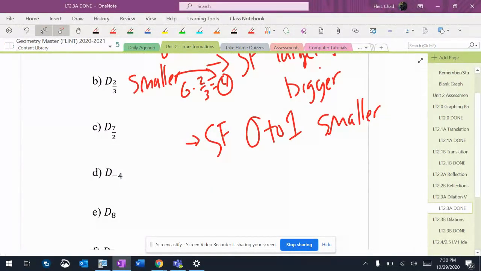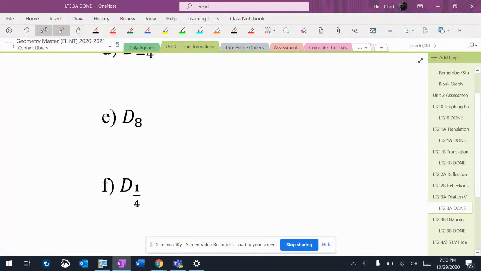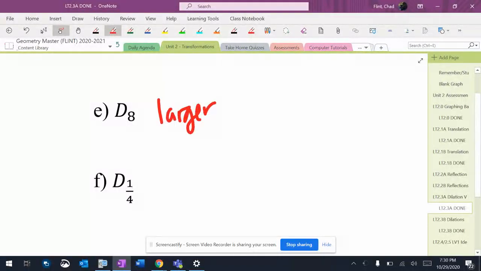Okay, be careful with the fractions. It's not automatically smaller if it's a fraction. 7/2 is actually 3.5, so that's going to get larger. I'm going to skip D until the end, and I'll come back and talk about it. 8, definitely bigger than 1, would get larger. And then F is 1/4, definitely between 0 and 1, so it would get smaller.